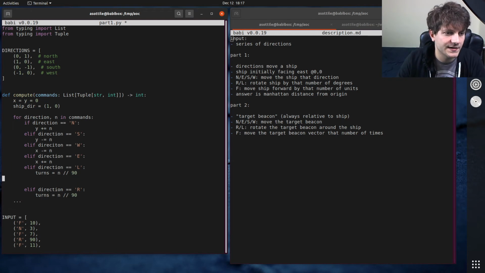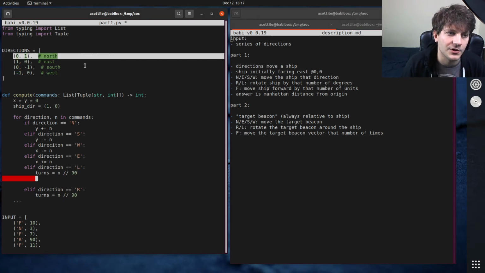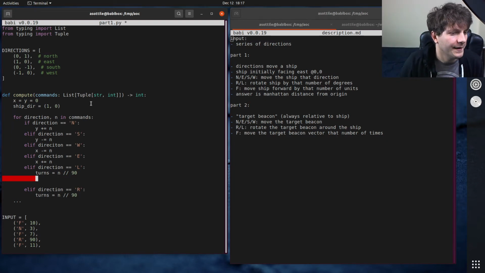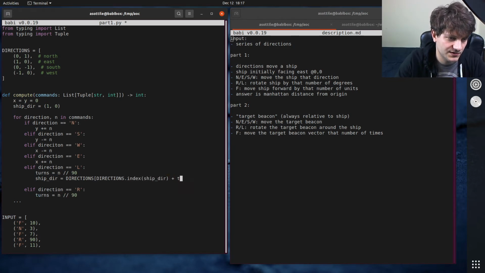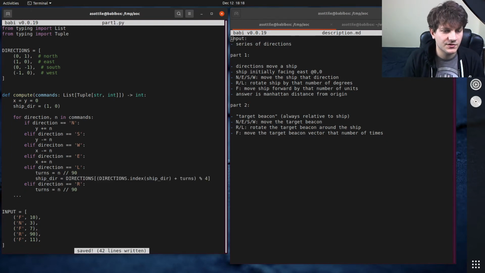And so what I did with that is, you have to worry about wrapping around. So if you're at the 3rd index and you turn right once, you're actually going to wrap around and go north. So you go from west to north. So I use that by saying ship dir equals directions, and then I did directions dot index ship dir plus turns mod 4, because there are 4 directions. And so this is just like a reassignment of the directions here. And that's for turning left.